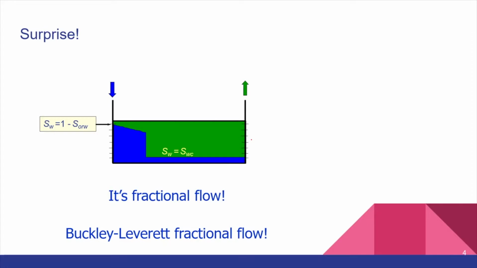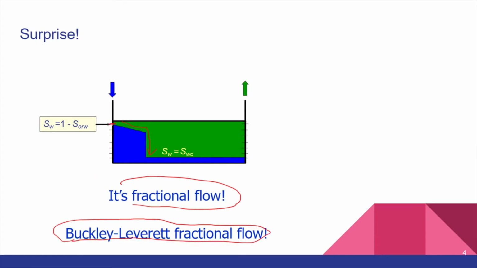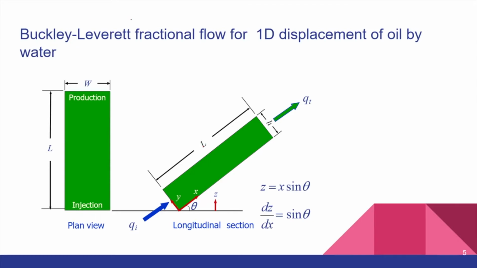This phenomenon, which is due to the gravitational force, is called the fractional flow, or the Buckley-Leverett fractional flow. In the beginning, your water saturation is 1 minus the residual oil saturation, but due to this force, the water saturation will drop to the saturation of the connate water. For Buckley-Leverett fractional flow for one-dimensional displacement, we only consider one axis, which is the x-axis.